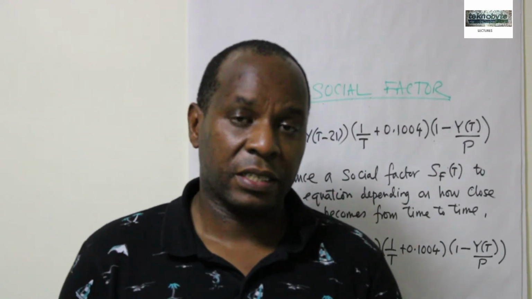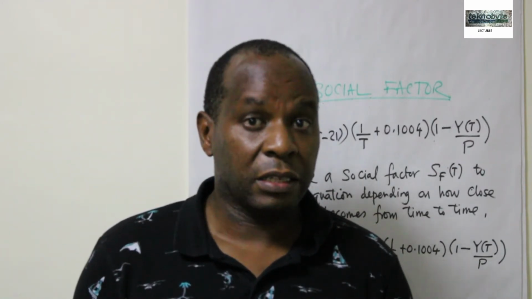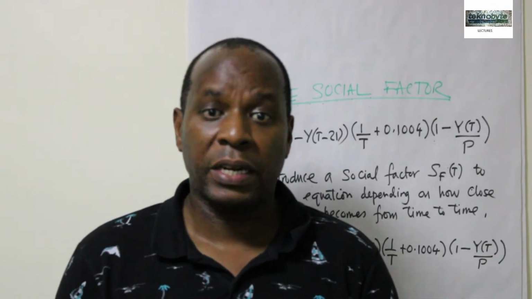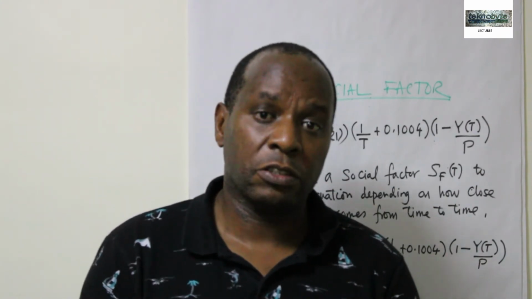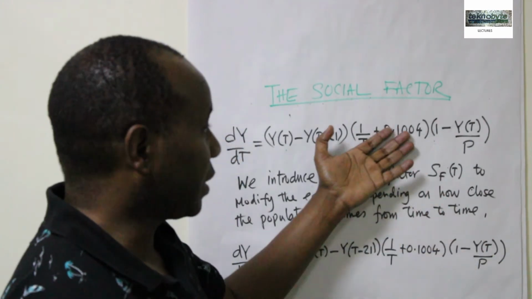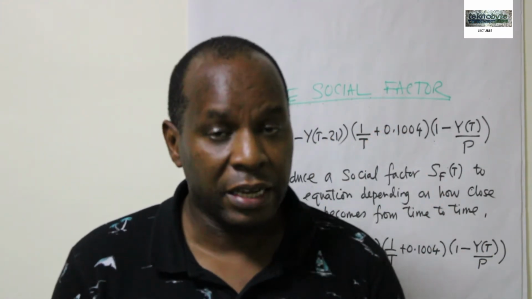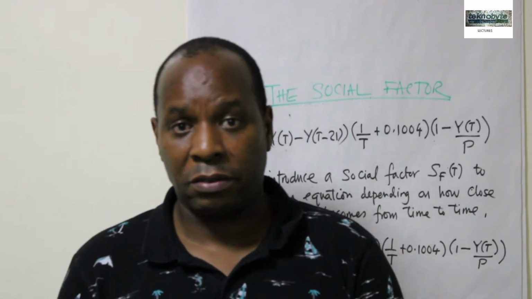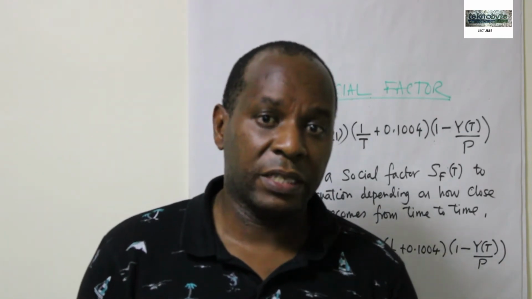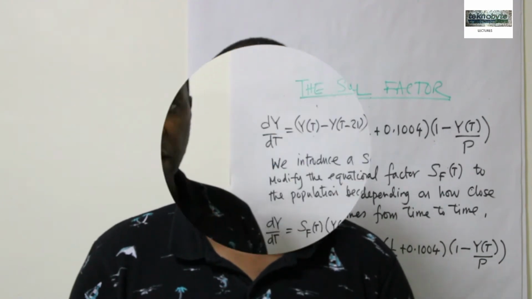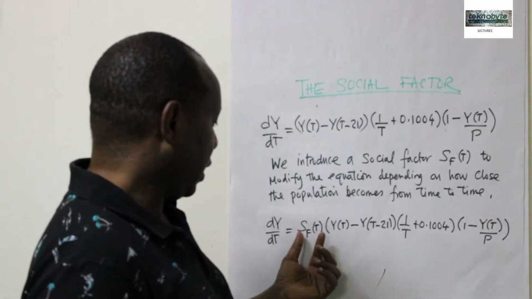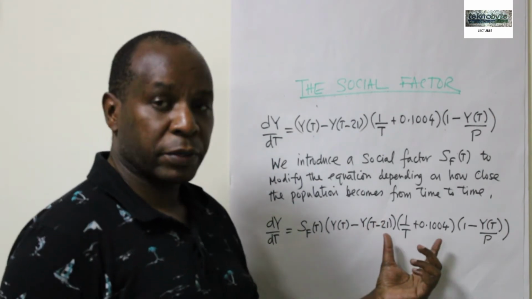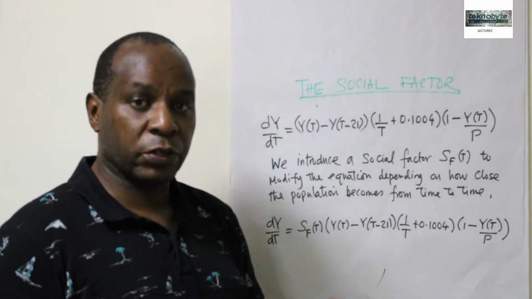We have seen some of the measures that can be taken. One is, for example, to call a lockdown. And when a lockdown is called, it minimizes the interactions between people and reduces the spread factor. The other measure is to put on a face mask. And when you put on a face mask, it minimizes the chance of one person infecting another person. So you can see that all these measures are actually social measures that require a bit of change in our behavior. I'm now going to introduce a social factor, SF of t, that modifies the spread depending on how close the population is from time to time.